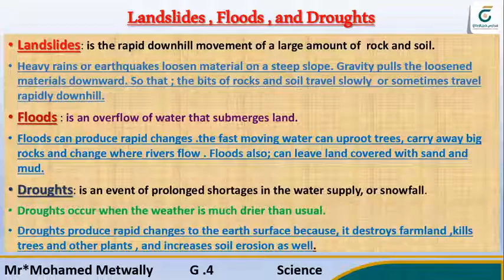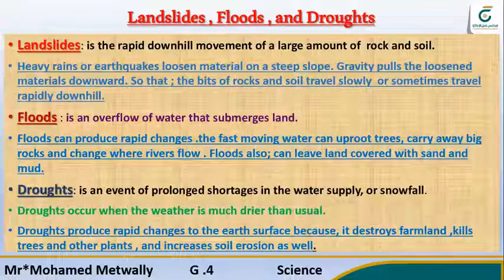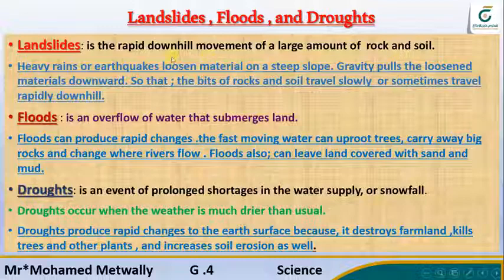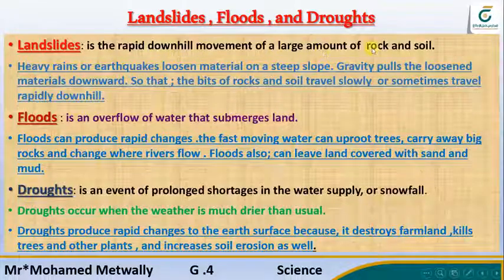After we finish this slide, we will turn to the explanatory video and the end of our lesson today. I hope that today's lesson will be understood. Let's start with the definition of landslides. A landslide is the rapid downhill movement of a large amount of rock and soil. Downhill movement here means sliding of rock and soil in a large amount.